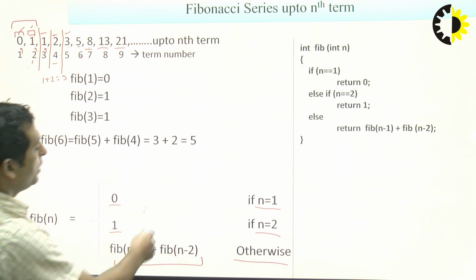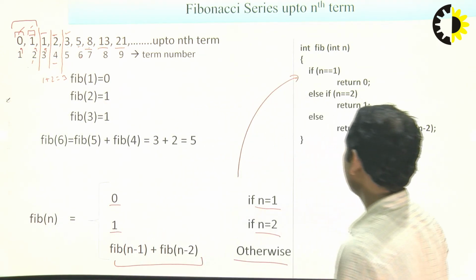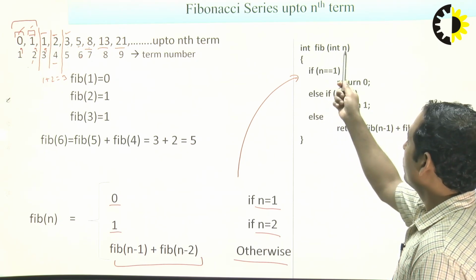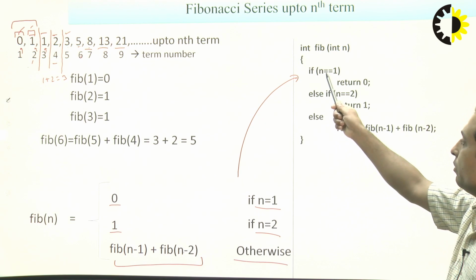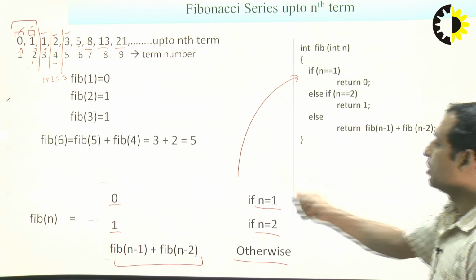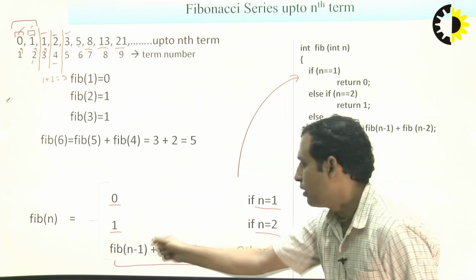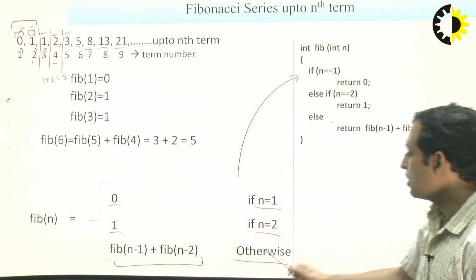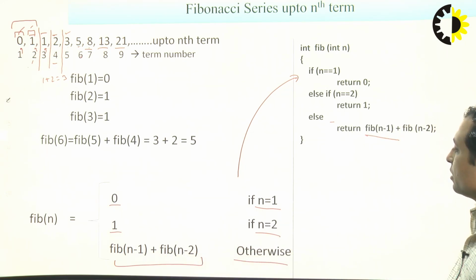So we can convert this into a function. Here, Fibonacci simply receives the int n, the term number. If the term number is 1, then return 0. If the term number is 2, then return 1. Otherwise, return fib n minus 1 plus fib n minus 2. Same here.